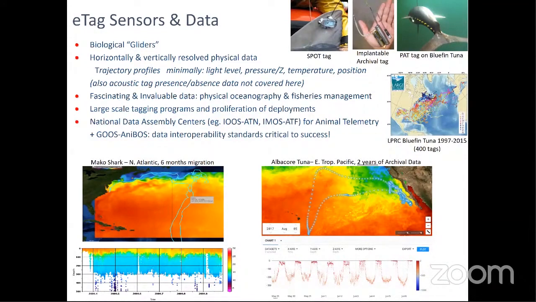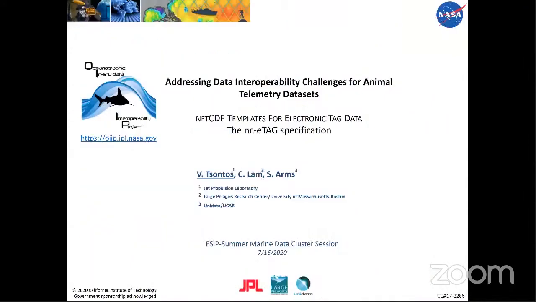And this has culminated in the development of national data assembly centers, here in the US, the IOOS Animal Telemetry Network, and in Australia, IMOS ATF. Now these national centers are organizing internationally, and they have recently submitted a proposal that's been approved to become a formal observing element within the Global Ocean Observing System. But for these initiatives to succeed, especially when you're talking about operational data systems, data interoperability is key and critical to success.